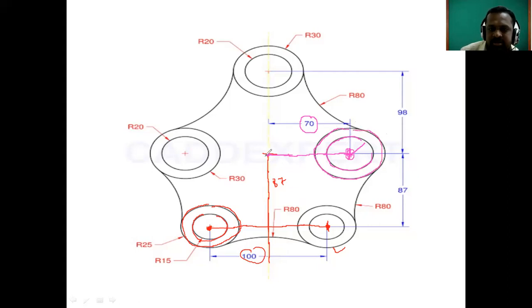Then again from this point I will draw one vertical line like this. What will be the distance of this line? 98. Simple, they have given 98, and from the end point of this vertical line we will get the center point for this circle. Then we can easily draw this circle. Up till now we have drawn this circle, again this circle, again a similar process.